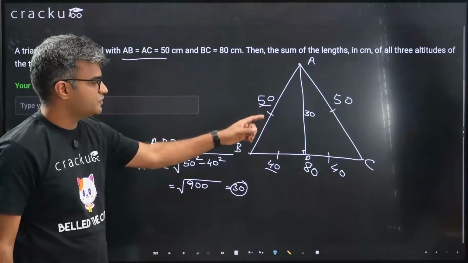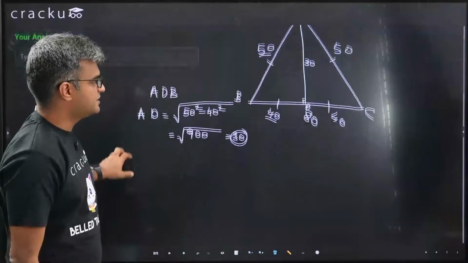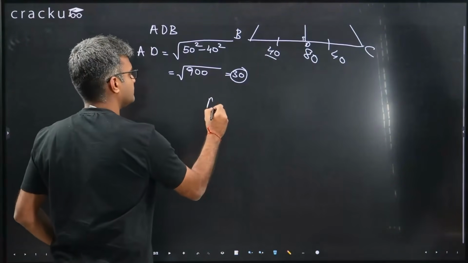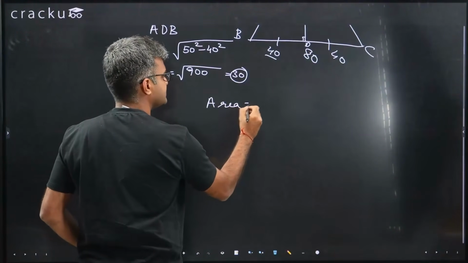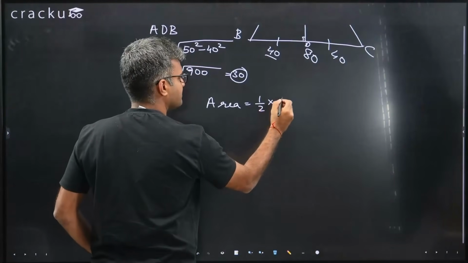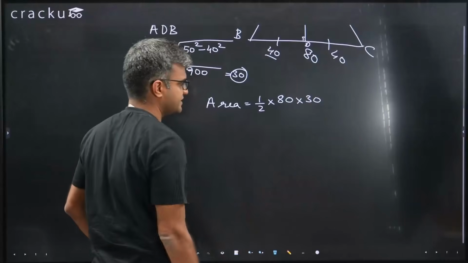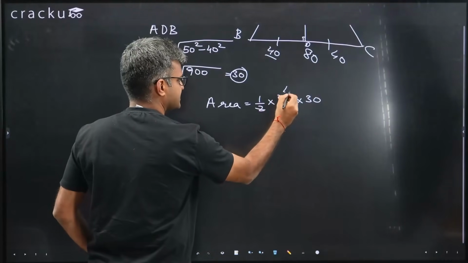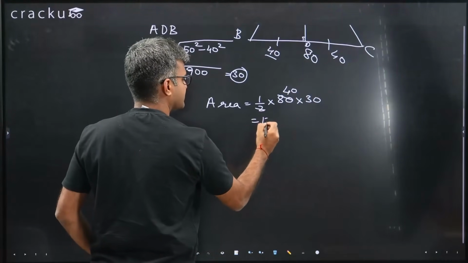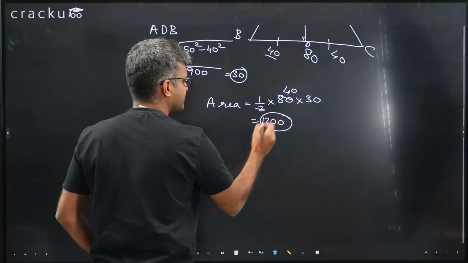We know one altitude, we know one base. Therefore, the area of the triangle is equal to half into base, which is 80, into height, which is the length of the altitude, which is 30. This can be calculated to equal 1200 square centimeters. This is the area of the triangle.